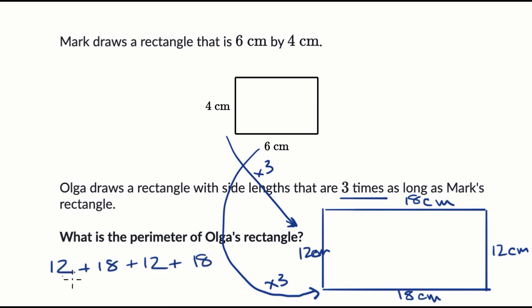So what is this going to be? This is 12 plus 18 is 30. We have another 30 right here, 12 plus 18. So this is 30 plus 30, which is equal to 60 centimeters. And we're officially done. Now, one interesting thing is to compare that perimeter to Mark's rectangle.